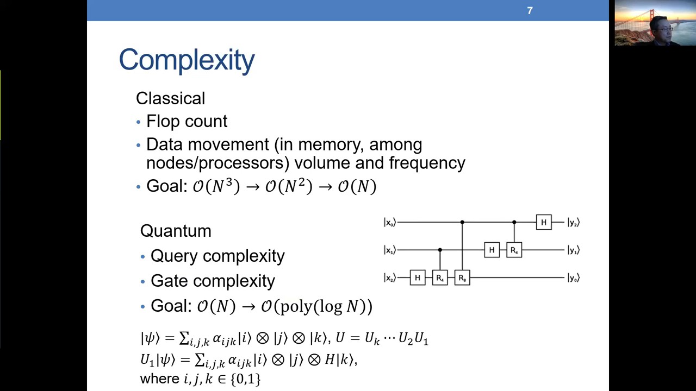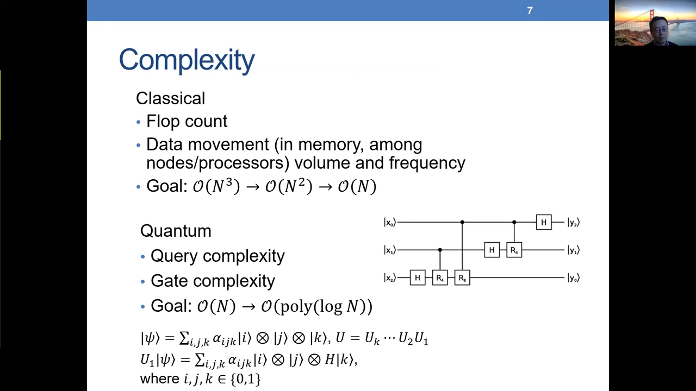So let me talk about complexity, right? We all care about how efficient the computation is. So in the classical case, what we care about is usually flop count, right? And also sometimes we worry about data movement, both in memory and among nodes or processors. We talk about the volume of data movement and how frequently we move the data, which is related to latency. And our goal is often to try to reduce, for example, n cubed complexity to n squared, or ideally to order n, which we consider to be very efficient.